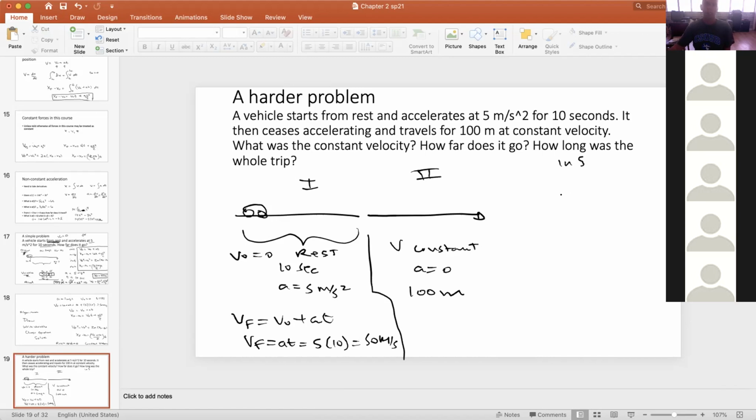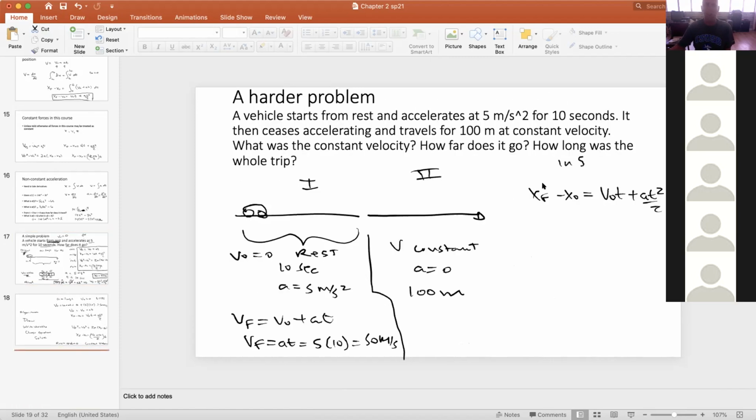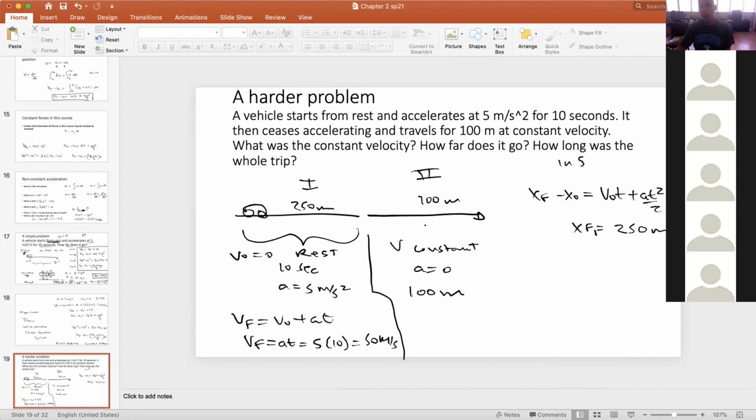Actually, I'll do it right here. We have x final minus x initial is equal to v naught t plus a t squared over 2, which we did do already, right? 250 meters. So x final for part 1 was 250 meters. So we know the whole trip was 350 meters. It was 250 meters here, and we were told already that it was 100 meters here. So we just add them together.